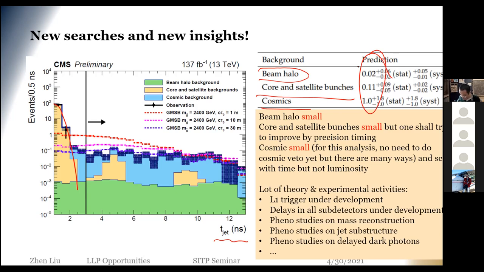And there's a lot of theory and experimental activities trying to extend our ideas and to realize this timing of long-lived signatures in all subsystems of the LHC. So I think this is a very exciting result. And we really learned a lot, something new that people haven't looked into before. You cannot even find those in the technical reports.